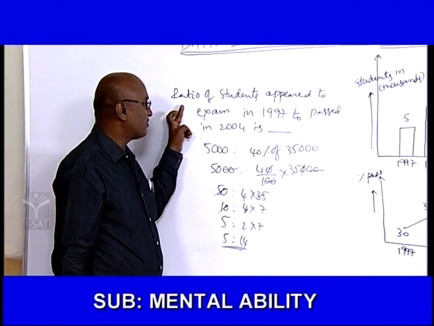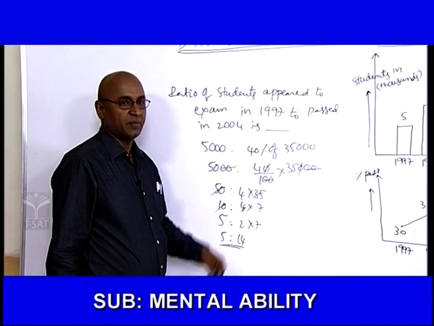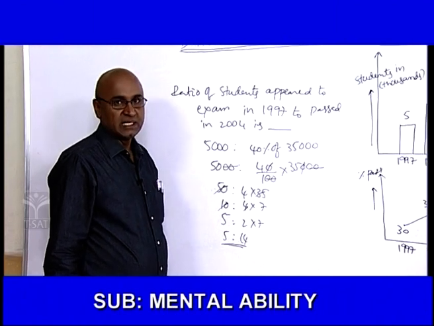So the ratio of students appeared in exam 1997 to passed in 2004 is like this.